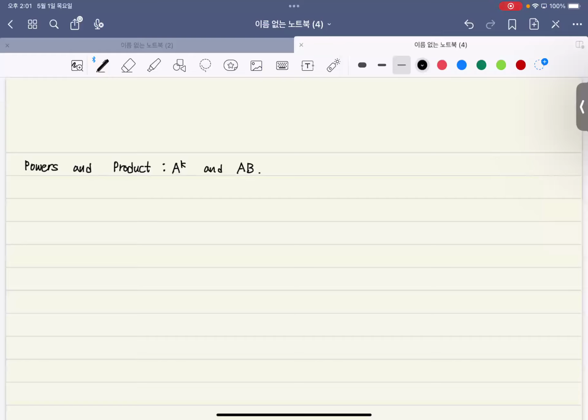Basically, I'm going to talk about matrix powers and matrix multiplications. Suppose that you have two n by n matrices. How many multiplications do you need to multiply these two matrices? In order to compute a single entry of the resulting matrix, you will need to multiply n times, right? And since there are n squared such entries, you will need n cubed multiplications just to perform a single matrix multiplication.